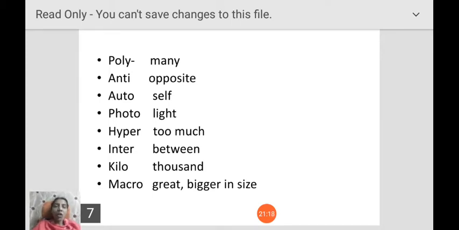Now there is a very common word we use daily, international. So inter means between. Okay, interstate competition. When you say interstate competition, the competition is between the states. When you say international, the competition is between the nations. So that's why the word international.